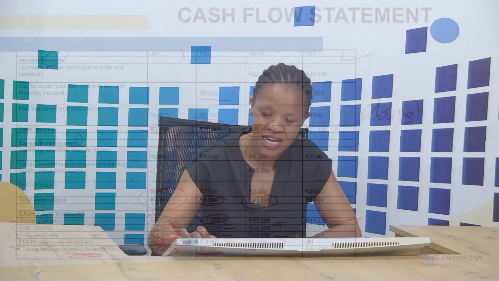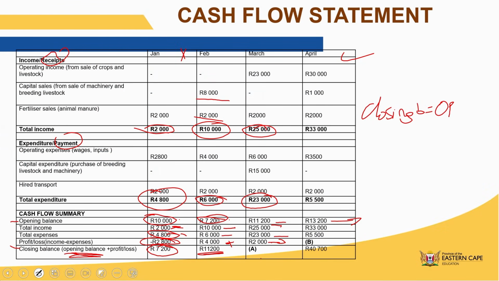Then now we need to calculate the closing balance. The closing balance is equal to opening balance plus profit if there's a profit, minus loss if there is a loss. So in this case we have a profit. So opening balance plus profit. Then the opening balance was 11,200 plus 2,000 rands. It gives us 13,200 rands. This is our closing balance for March.